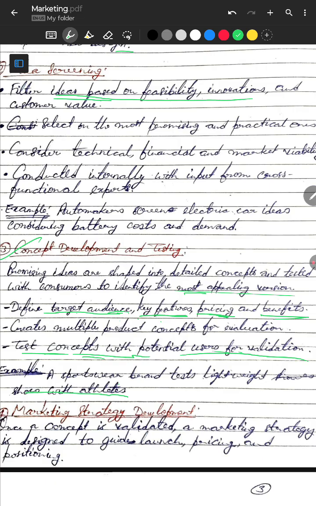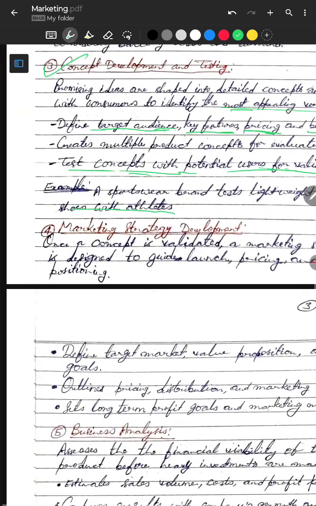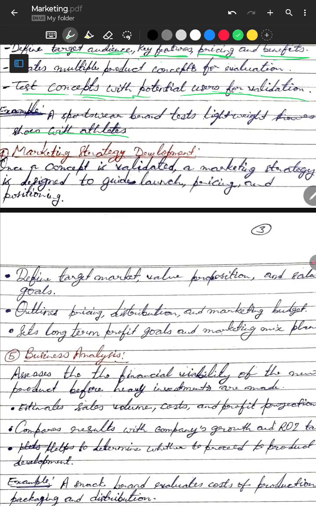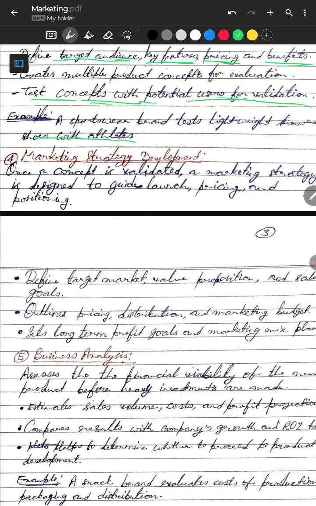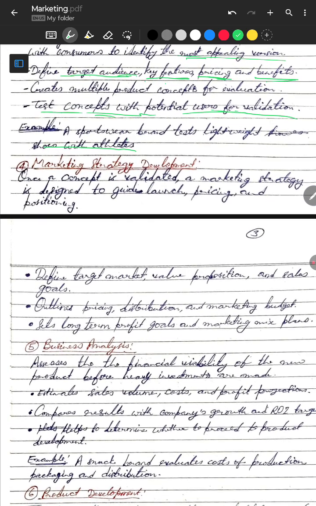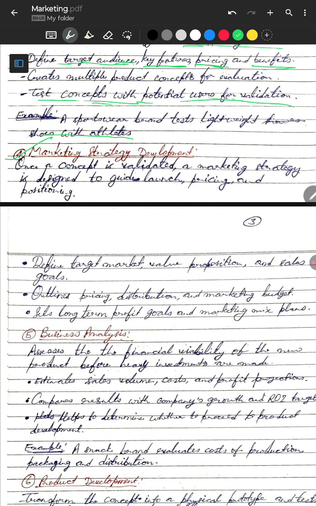Now after concept development and testing, we have the next stage, that is marketing strategy development. So what happens in marketing strategy? Once a concept is validated, a marketing strategy is designed to guide launch, price, and position.